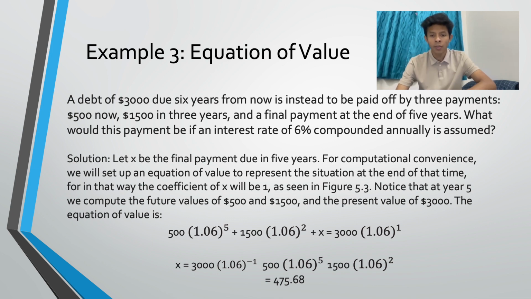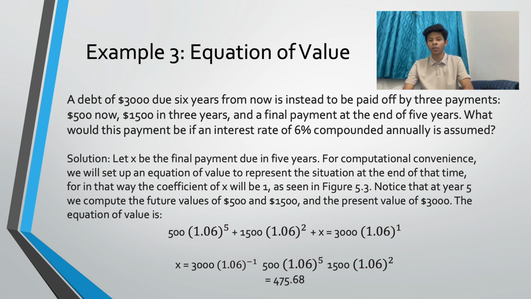Solution: let X be the final payment due in 5 years. For computational convenience, we will set up an equation of value to represent the situation at the end of that time. In that way, the coefficient of X will be 1, as seen in figure 5.3. Notice that at year 5, we compute the future values of 500 and 1,500, and the present value of 3,000.